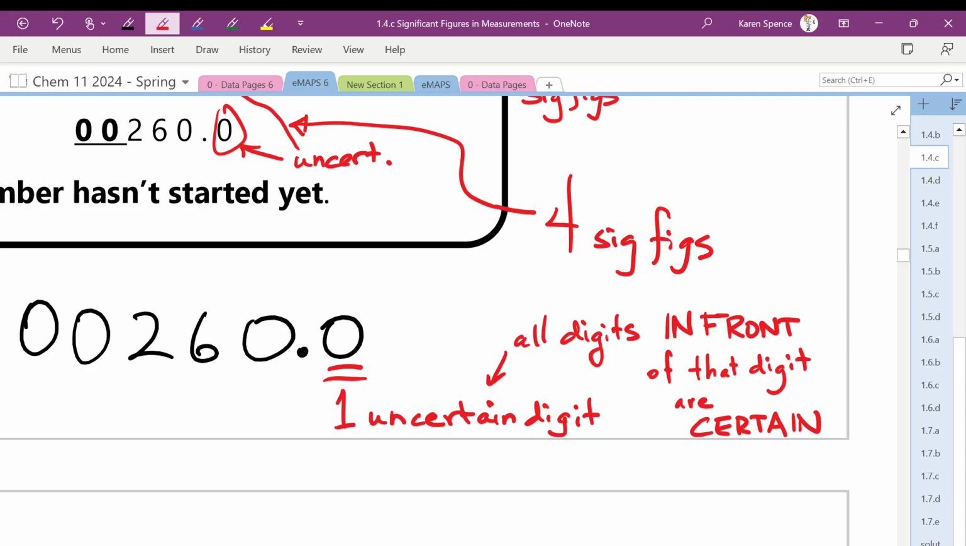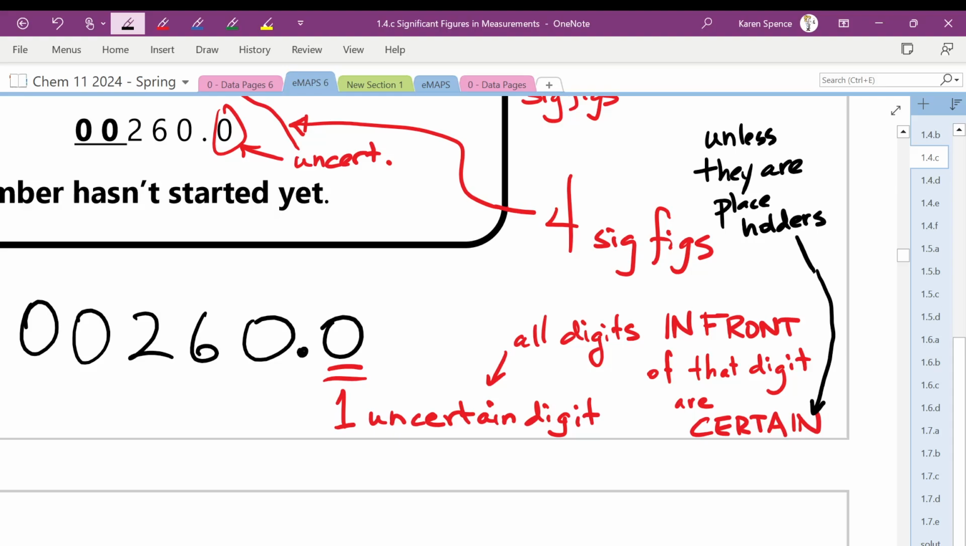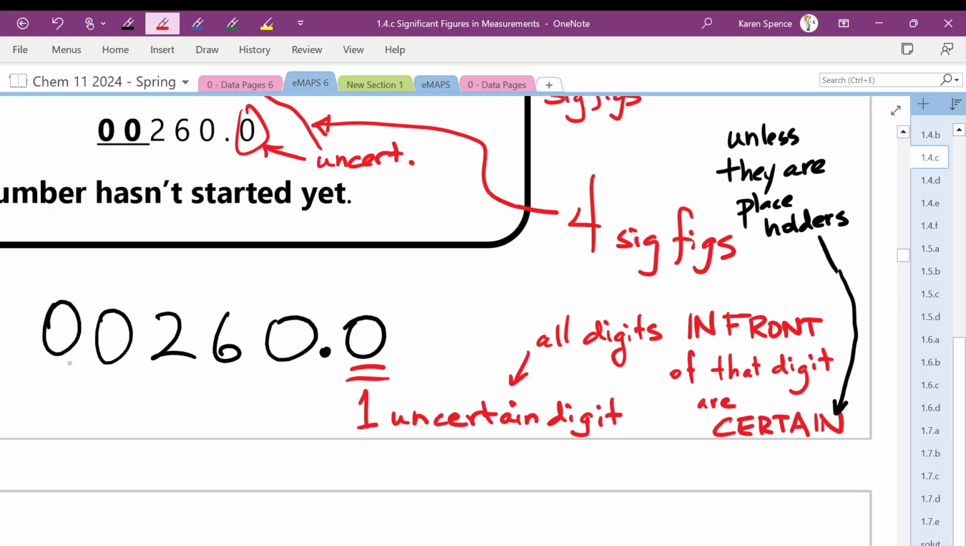Unless they're placeholders. So these two zeros here are just telling us our number hasn't started yet. So these two are just placeholders. So zeros to the left of non-zero digits are always just placeholder zeros and we don't count them. Yes?